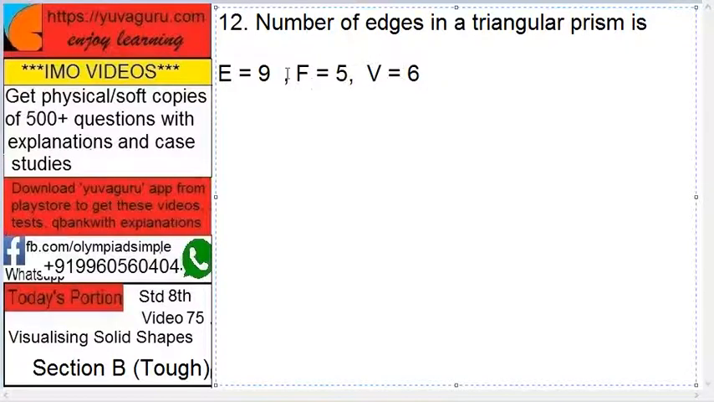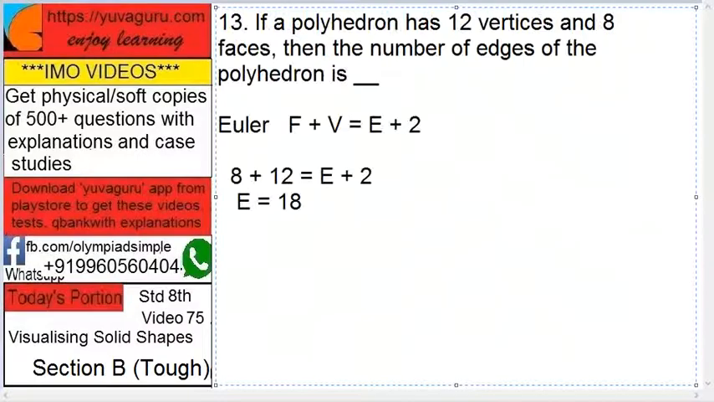F plus V equals E plus 2. 5 plus 6, 11, equals 9 plus 2, 11. Okay. If a polyhedron has 12 vertices and 8 faces, then the number of edges of the polyhedron will be, here always apply Euler's formula. F plus V equals E plus 2. Apply this. 8 plus 12 equals E plus 2, E equals 18.